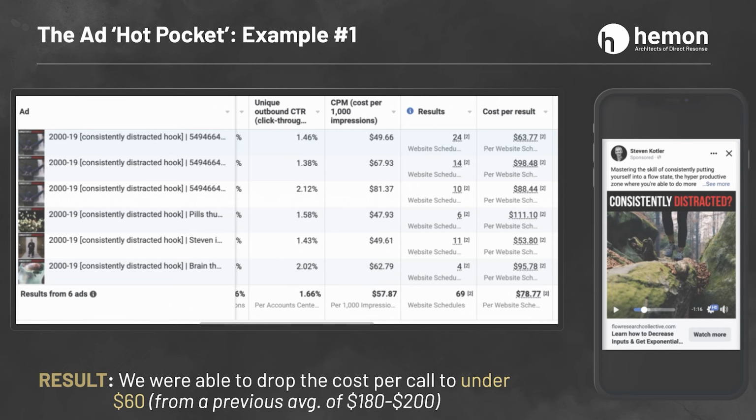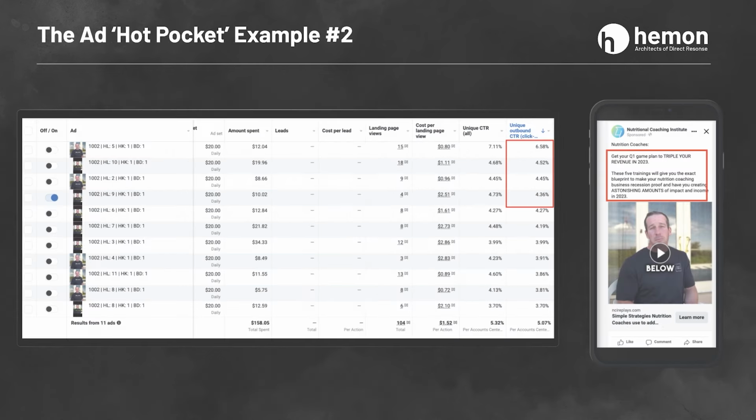We added it to the banner. It's the only difference. And we were able to drop the cost per call from $180 to $200 down to $60 just by taking what we realized was catching more attention and applying more focus into it. I know this whole strategy, you're like, all right, this is cool, but you guys are paying attention now. You guys like that kind of drop on your ads. Super easy, right?